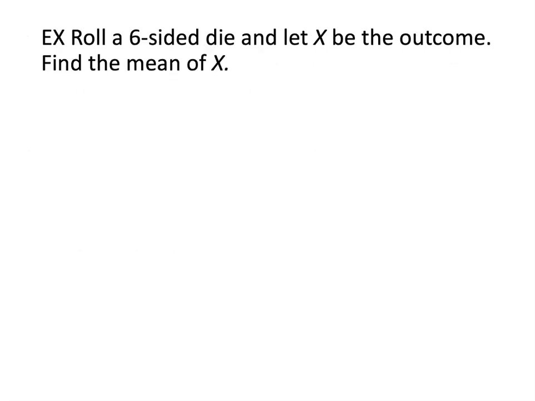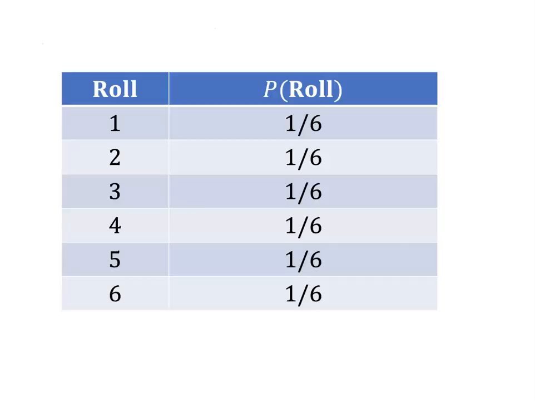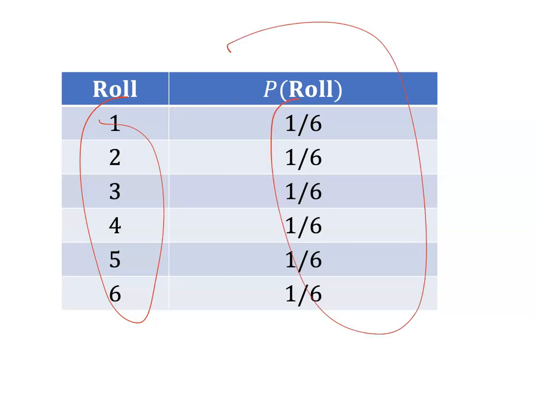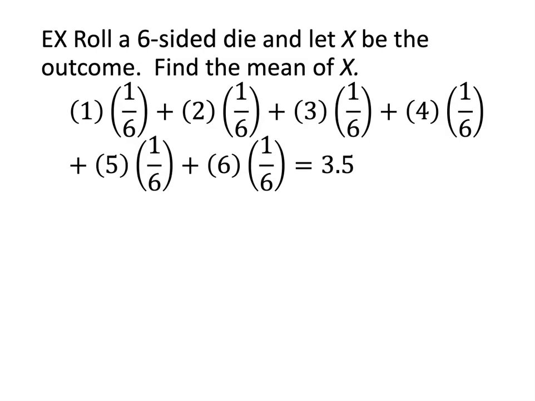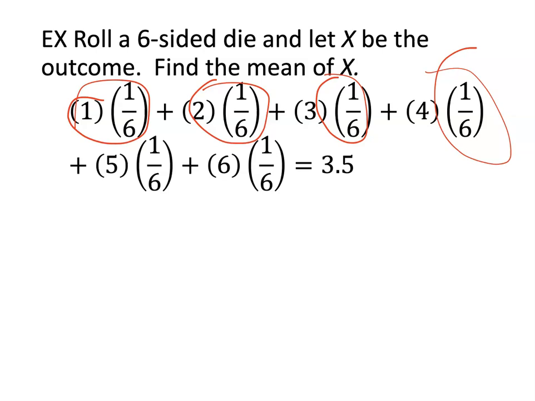Notice that these tend to be things that you can count. Roll a six-sided die and let x be the outcome. Find the mean of x. Here are the possible outcomes when you roll a six-sided die. This is the probability of each outcome, assuming the die is fair. So here's how we find the mean of x. It's the outcome 1 times the probability that you get a 1, namely a sixth, plus the outcome 2 times the probability that you get a 2, which is also a sixth, plus 3 times a sixth, plus 4 times a sixth, etc. And it works out to be 3.5. So the average roll of a die is 3.5.